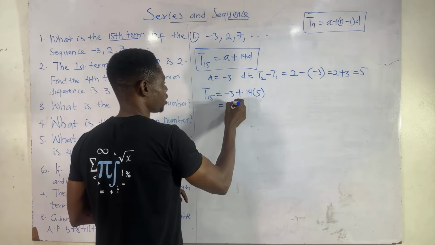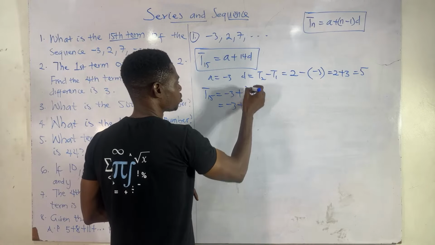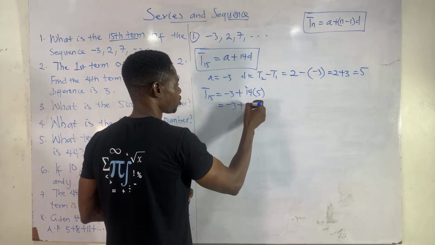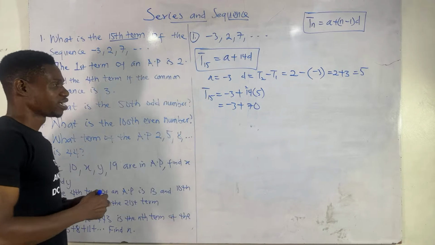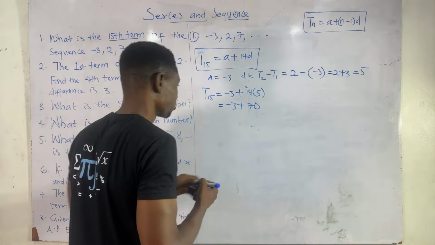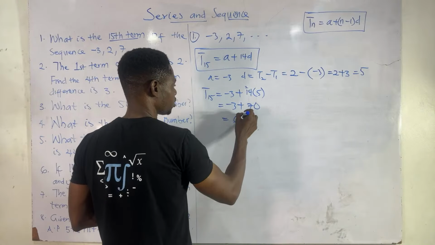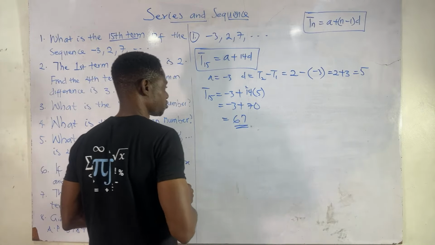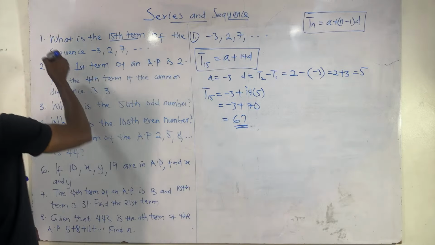So we'll have minus 3 plus 5 times 4 is 20, 0 carry 2, 5 times 1 is 5, plus 2, 7. Okay, so what's our answer? So our answer is 67. Yeah, so that's number one.